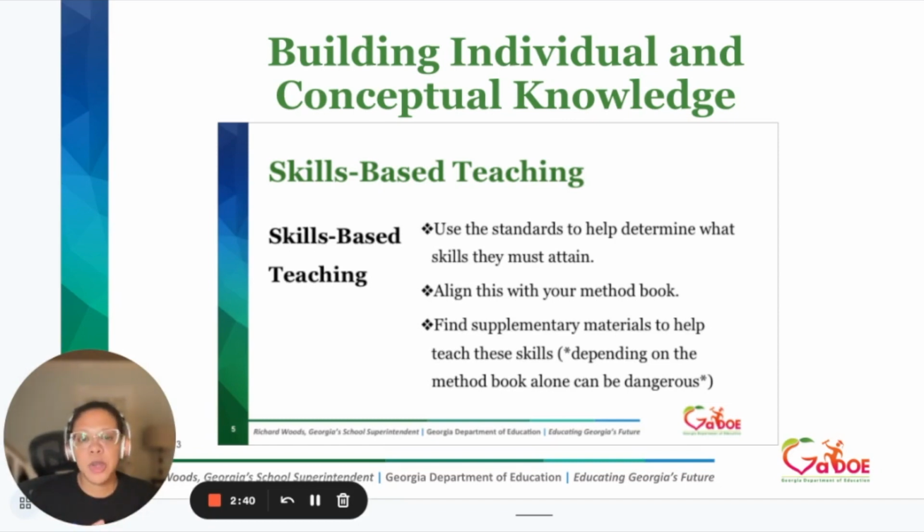So find supplementary materials to help teach these skills. Depending on the method book alone can be dangerous, because what if there's something you need that doesn't exist in your method book? And that's okay. You can always write it, or you can find it online, or you can ask someone else that may use a different method book, or may have written some things, or may know of a resource that can help you to build those skills in your students. It's really important to not live in a vacuum, right?